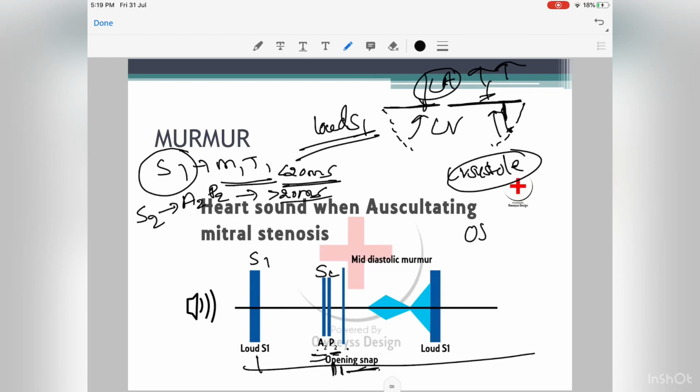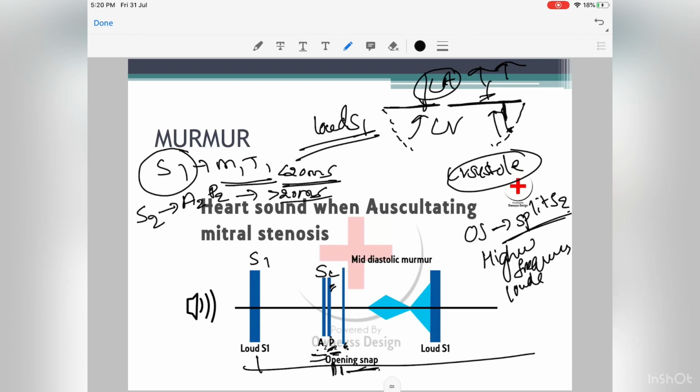Now the opening snap occurs in diastole, that is immediately after the second heart sound. So the opening snap needs to be differentiated from split S2. How do you differentiate the opening snap from split S2? If you see the representation here, P2, which is the second part of the split second heart sound, that is, there are two parts, A2 and P2. The second part of the split is P2. P2, if you compare with the opening snap, has a lower frequency and is softer. The opening snap is higher frequency and is louder as compared to P2.